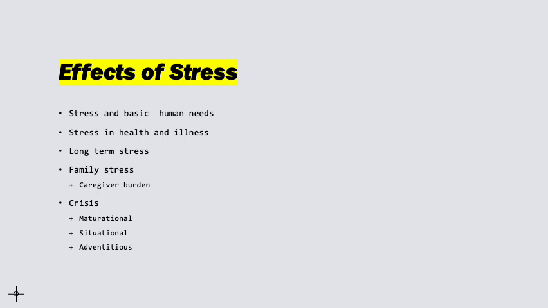Maturational crises occur during developmental events that require a role change, such as when a teenager transitions into adulthood. Situational crises occur when a life event disrupts a person's psychological equilibrium, such as a loss of a job or a death of a loved family member. Adventitious crises include accidental and unexpected events resulting in multiple losses and major environmental changes, such as fires, earthquakes, and floods, that involve not only individuals but entire communities.